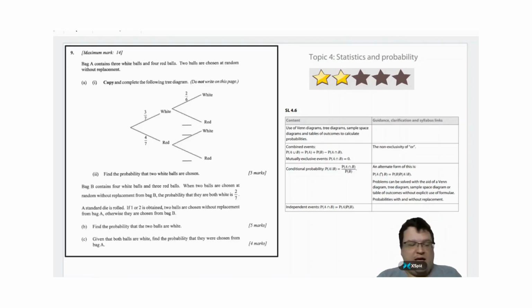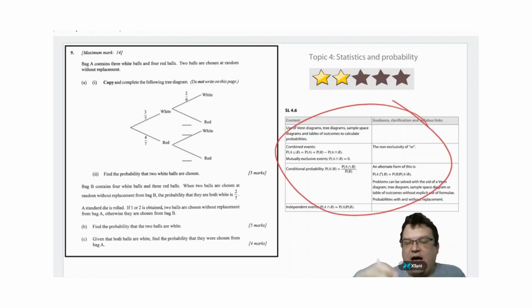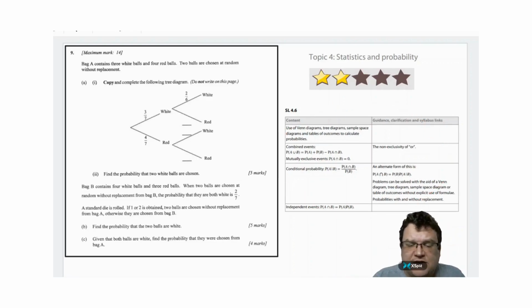You can see here I have the detail from the syllabus on this particular section, 4.6. We're dealing with Venn diagrams, probability trees, some of the probability formulae, and particularly the conditional probability formula. So we dive into the problem.